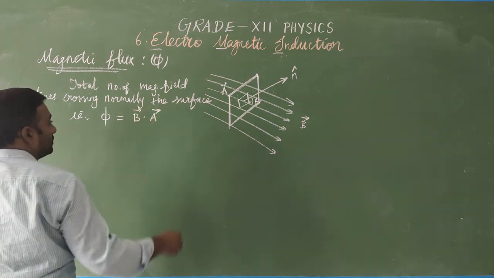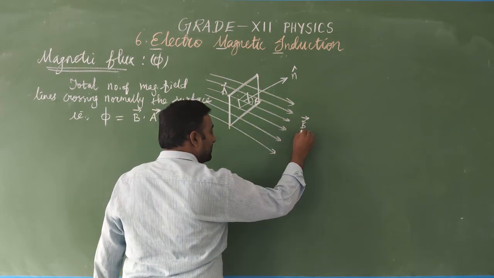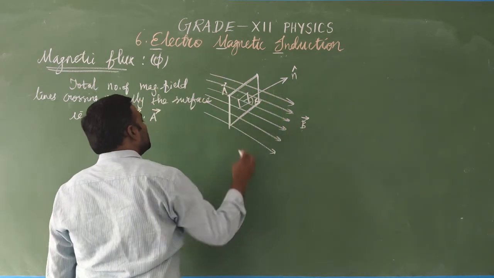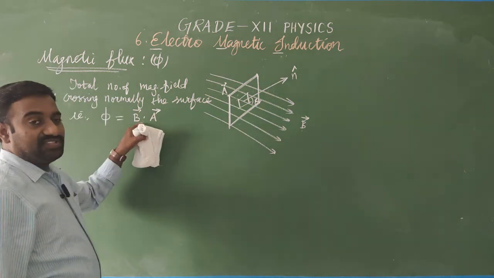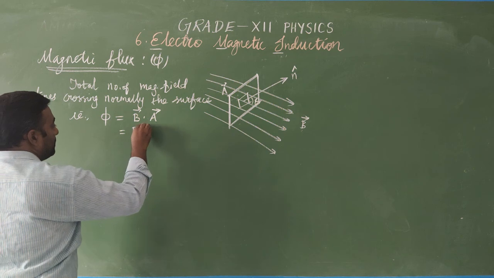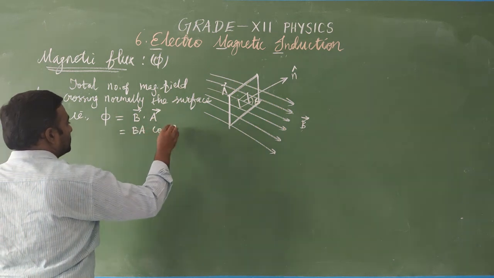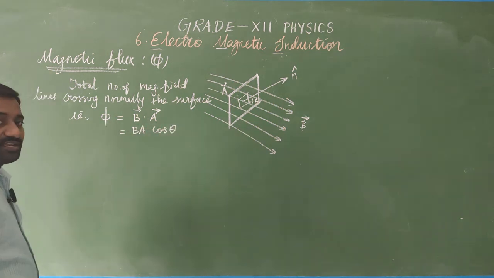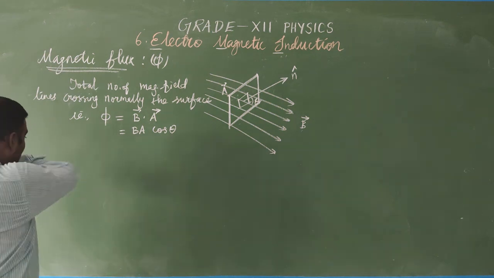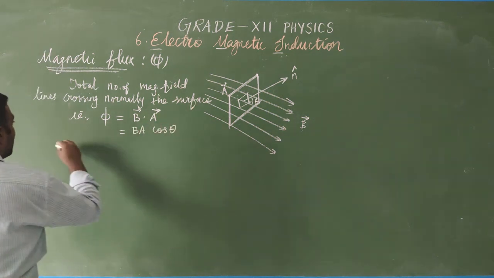A vector. The magnetic field is a vector quantity and the area element is also a vector quantity. So the dot product of these two vectors we can write as BA cos theta. Is the resultant flux scalar or vector? The resultant flux is scalar only. So BA cos theta, where what is n?